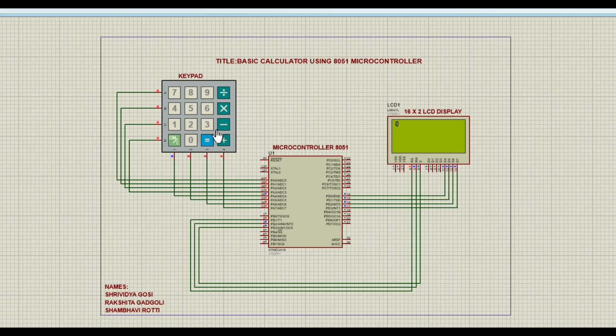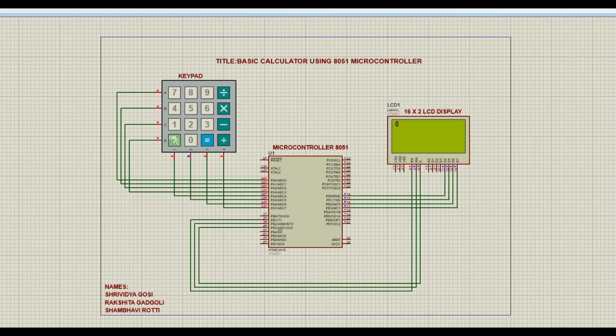Now, for further operations like subtraction, multiplication, division, we need to press any two buttons into 2. And for the result, and the result is 244. Or for further clear, we need to press the on/clear button. For further operations like multiplication and division, like this, we can operate the basic calculator using the 8051 microcontroller.